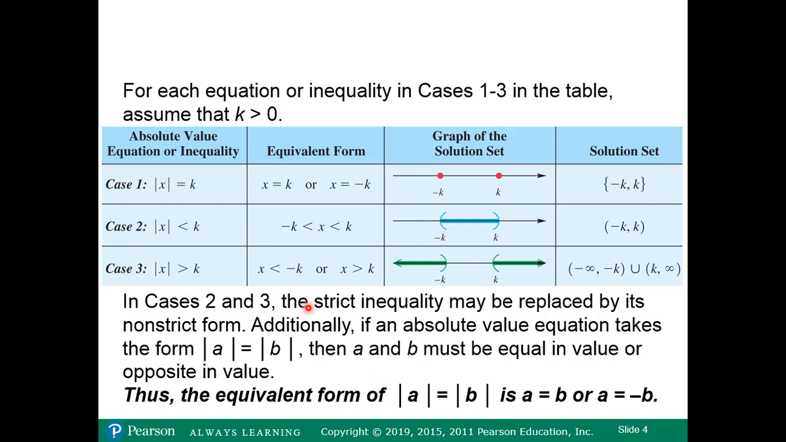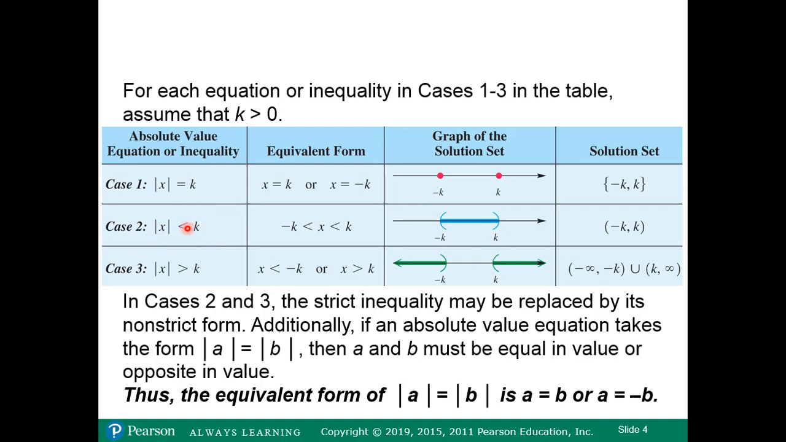Now, if we look at the three cases here, case 1, the absolute value of x equals k. When we write this, what this means is that x equals k, or x equals -k. And so in this case, we have 2 points, and the solution set is plus or minus k. Now, this is the equation. What if we have an inequality? This is saying that the absolute value of x is less than k.